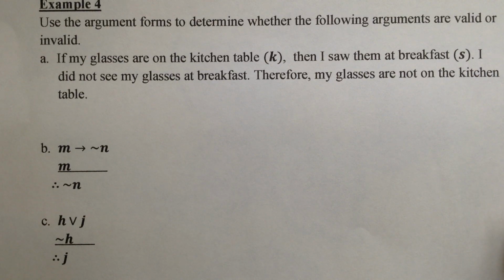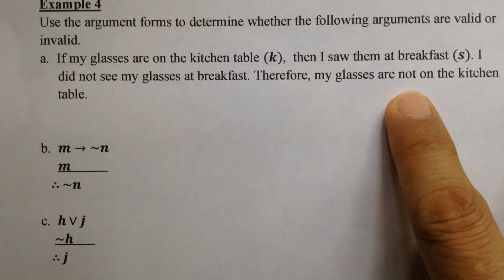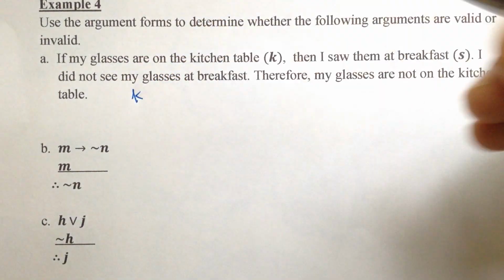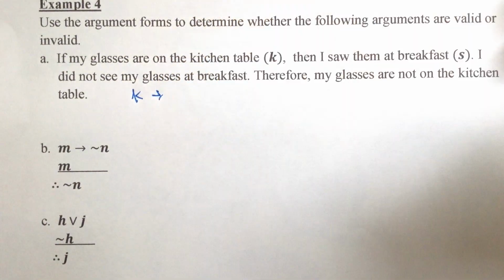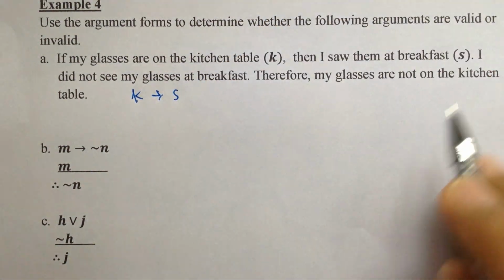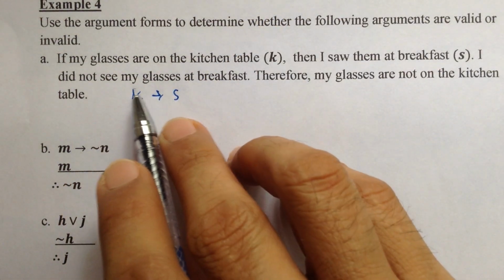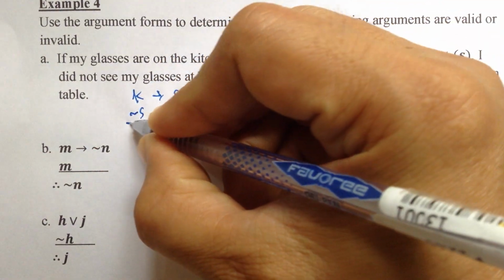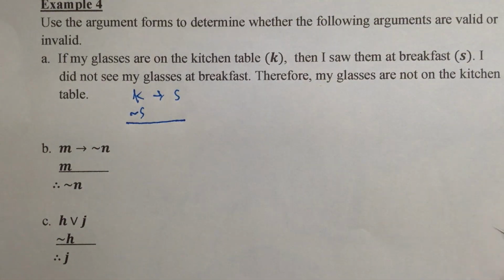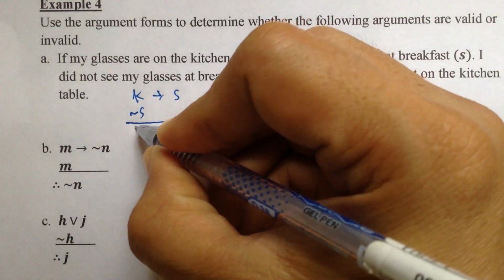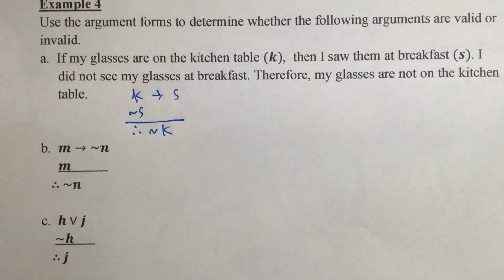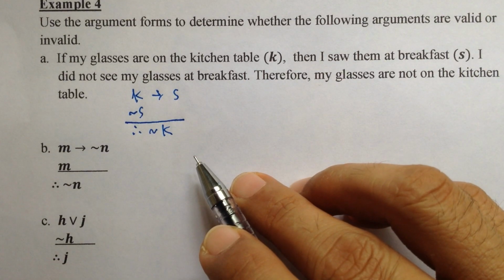Okay, first convert the argument into symbolic form. So again, here we have K implies S, and then I didn't see my glasses at breakfast. That would be negation of S. Then your conclusion is therefore negation of K. So the question is, is this valid or not?